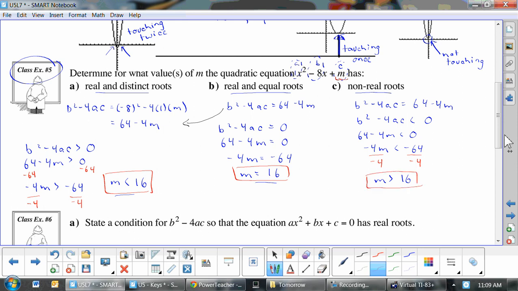So when m is less than 16, we get 2 roots. When m is equal to 16, we get 1 root. And when m is greater than 16, we get no roots. So no roots, 1 root, 2 roots. Okay?